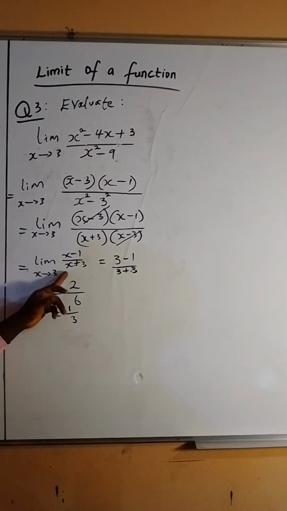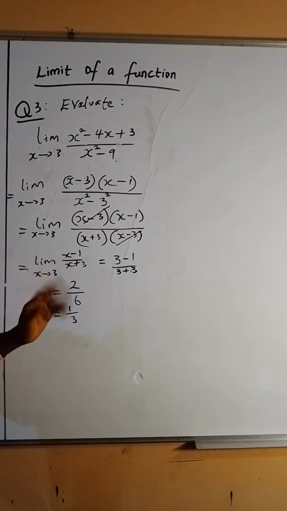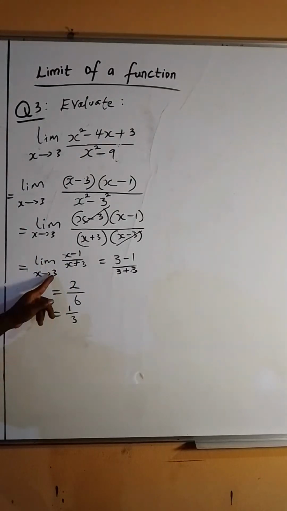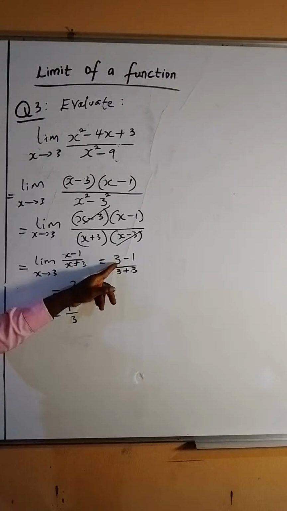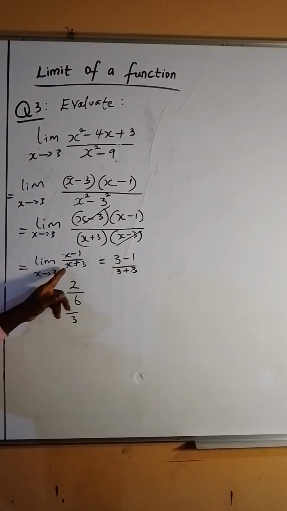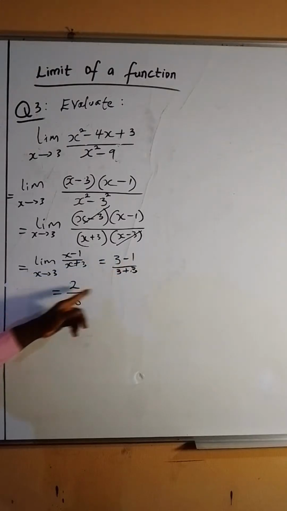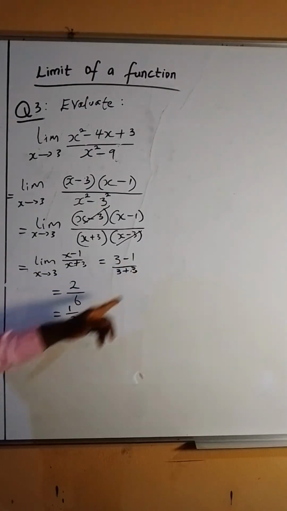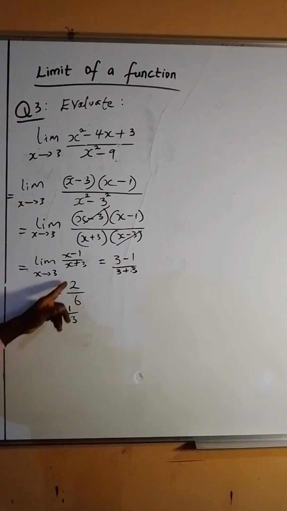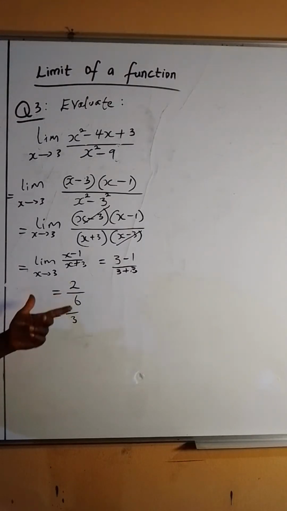Right now, we can do our substitution without any trouble at all. When we put our 3 here, we have 3 minus 1, and when we put our 3 here, we have 3 plus 3. 3 minus 1 is 2, and 3 plus 3 is 6. We know that this expression can be reduced further to its lowest term, so we reduce it and we get 1 over 3.